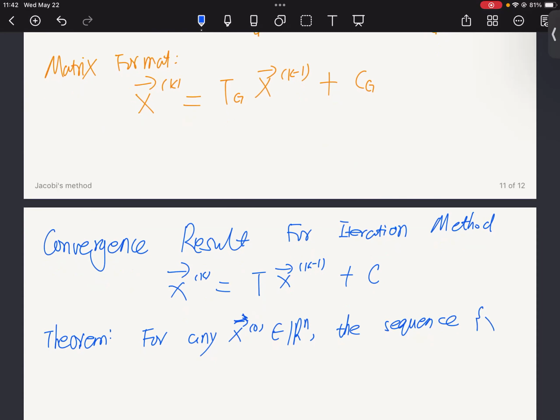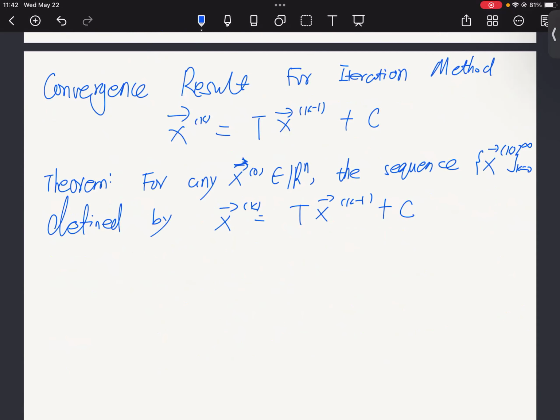the vector sequence defined by xk equals T xk minus 1 plus c, then we have convergence to the unique solution.